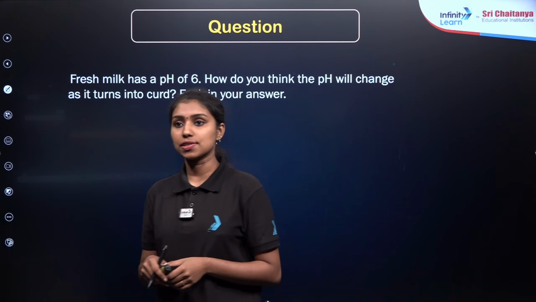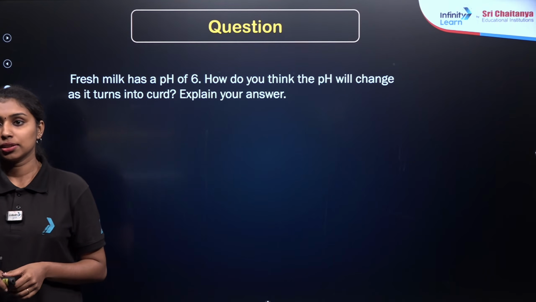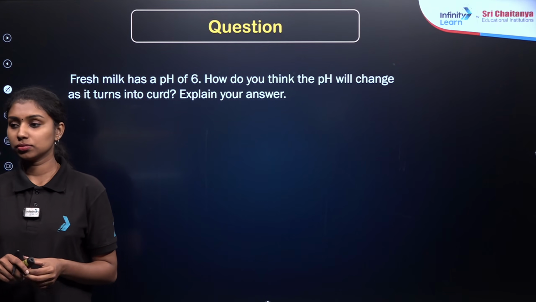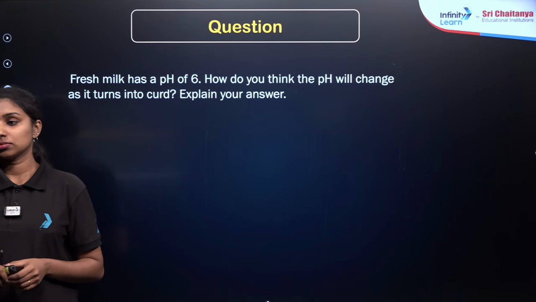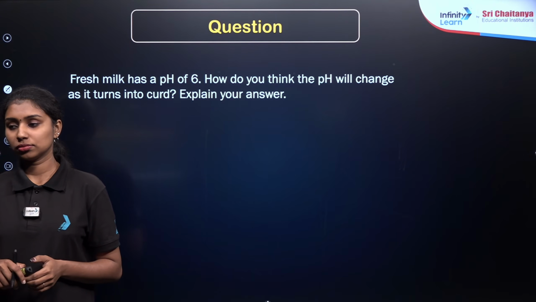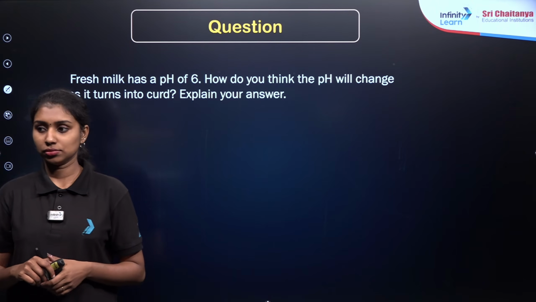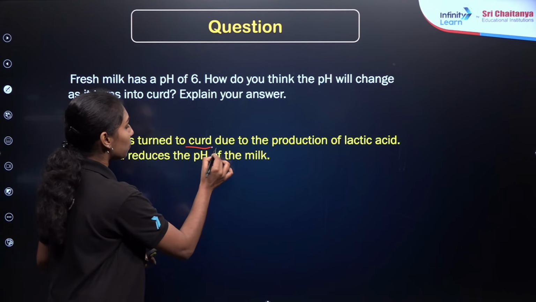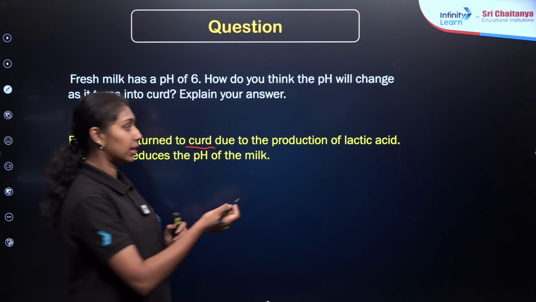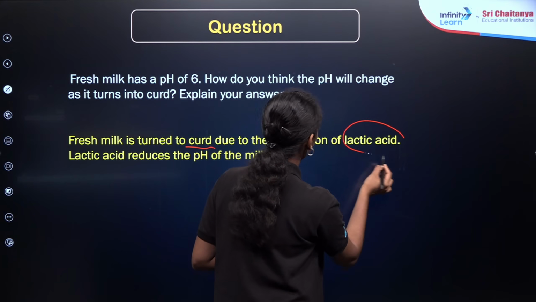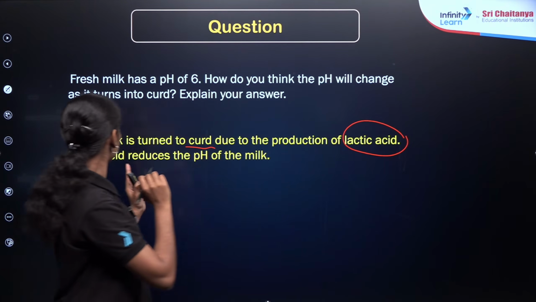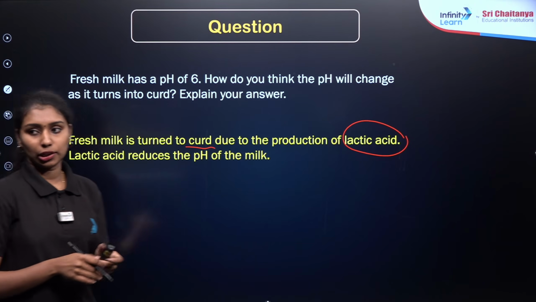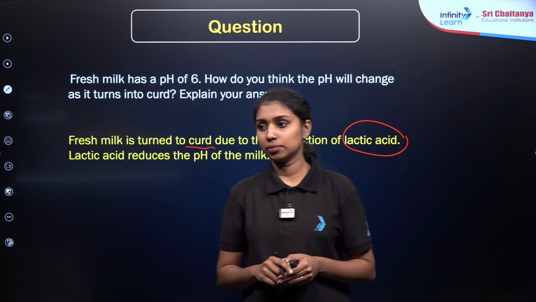So what is happening in the case of milk to curd conversion? We know that when fresh milk turns to curd, lactic acid is produced. Lactic acid is acidic in nature, so obviously the pH will change. Lactic acid will reduce the pH of the milk from 6 to a lower value. Is that clear?